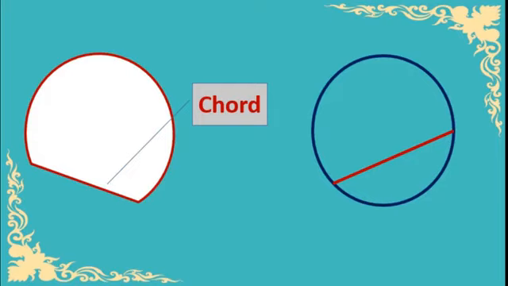What is the meaning of chord? A chord means a line or a segment which joins two points of the circle. Here you can see that the two points are joined by this red line. That is nothing but a chord.